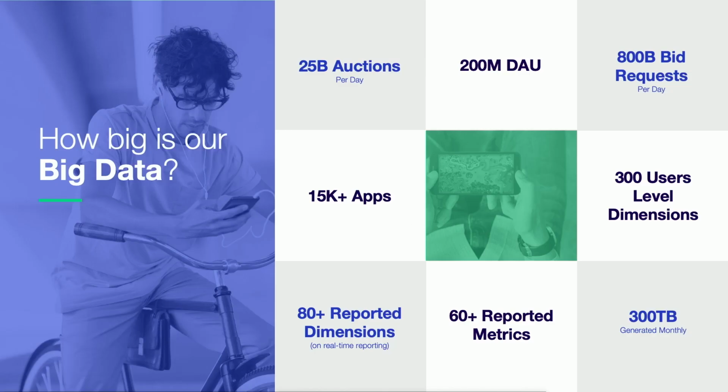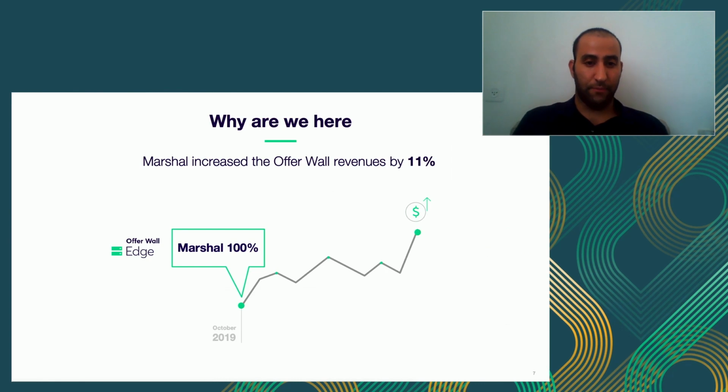We're a big data company. As you can see, we have tons of events being processed and passed through our system each and every single moment. For example, we have 25 billion auctions per day, 200 million DAUs, which are daily active users, 300 terabytes per day, which makes it a lot of data. Why are we here? Marshall, our algorithm, which we'll discuss today, increased this Offerwall product's revenues by 11%. In terms of absolute revenue, this means a lot of money.